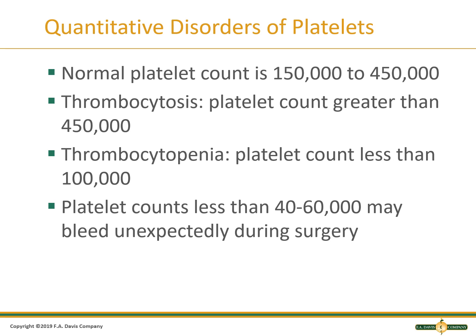Thrombocytopenia would be when a patient has a platelet count that is less than 100,000. And patients that have platelet counts that are in the 40 to 60,000 range may have bleeding unexpectedly during surgery or any type of injury.